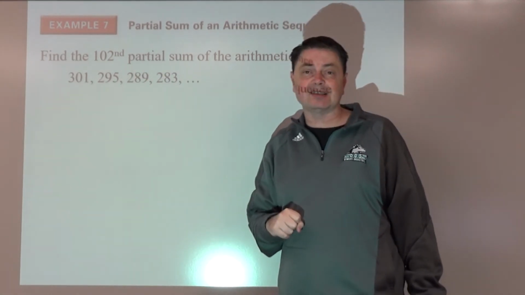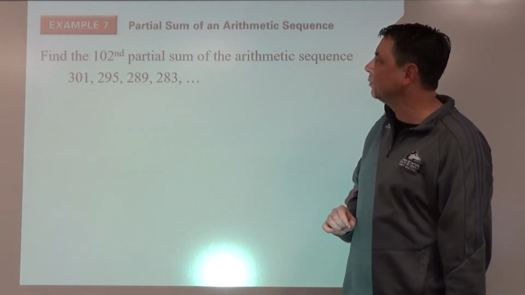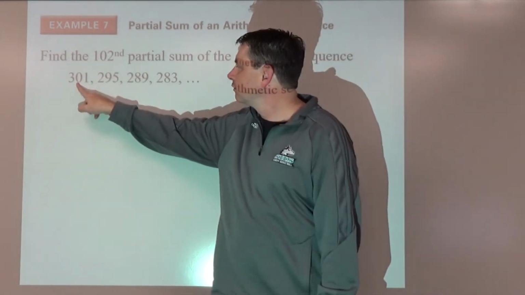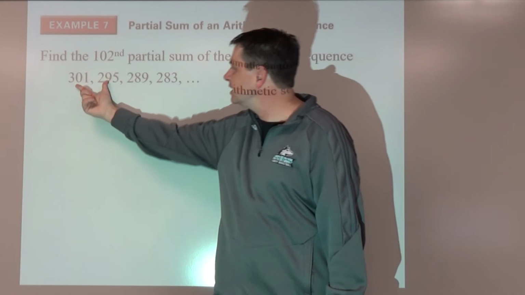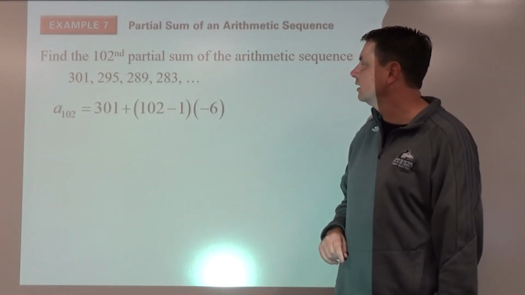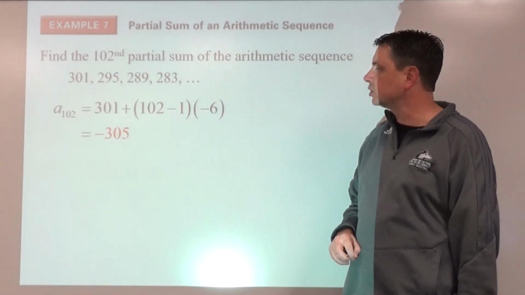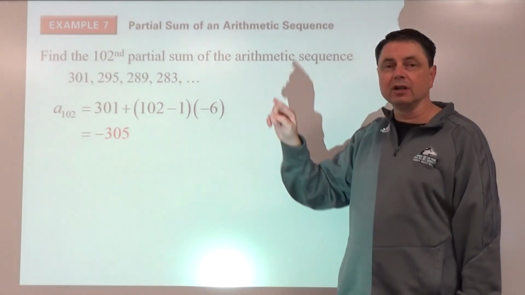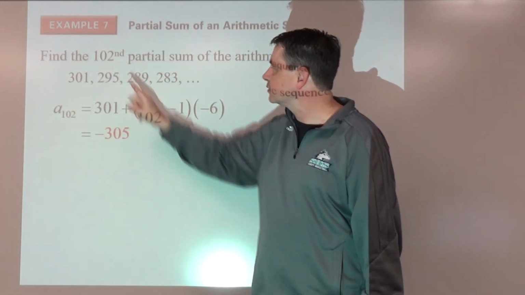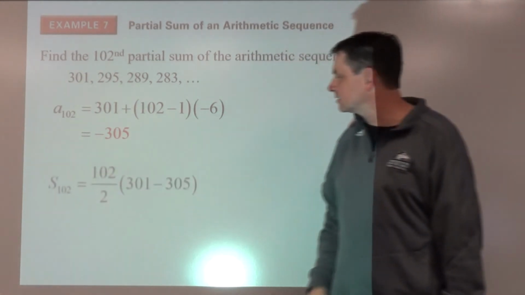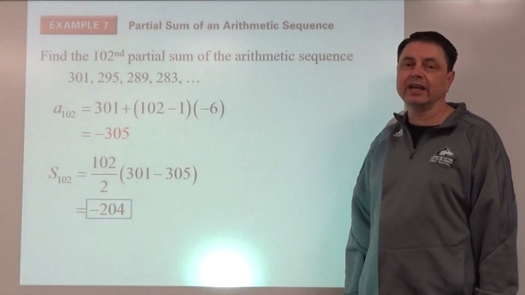We're going to use our a sub n formula to find the last term. So a sub 102 is equal to first term plus 102 minus 1 times the common difference of -6. You make that calculation, you get -305 for the last term. So now we're going to do capital S sub 102 is equal to 102 divided by 2 times first plus last. If we do that calculation, we get a sum of negative 204.